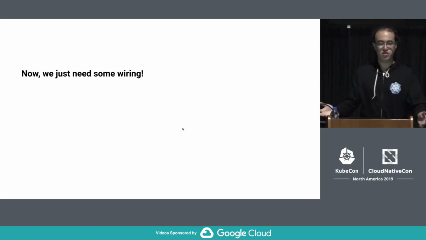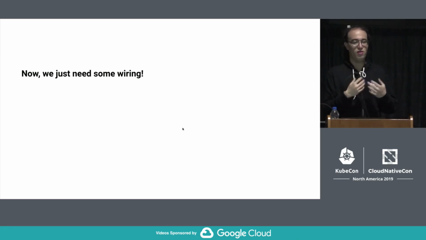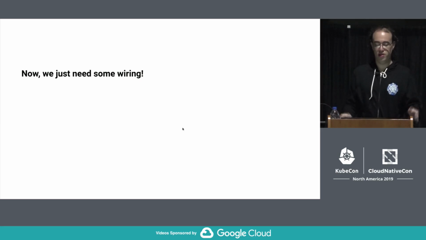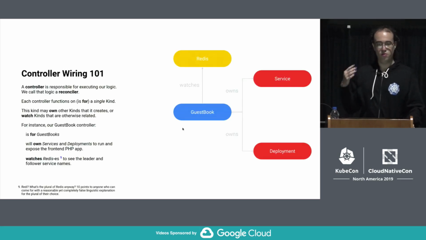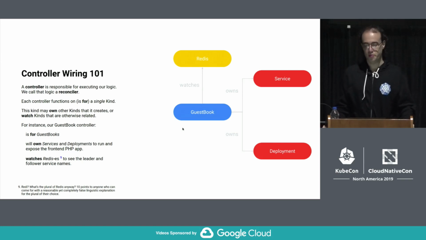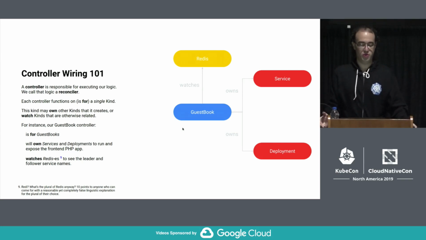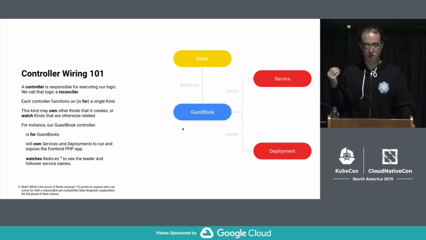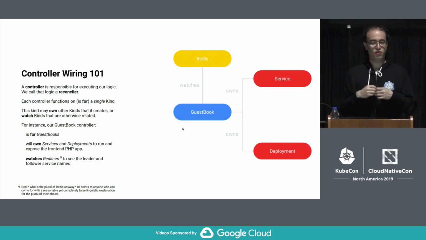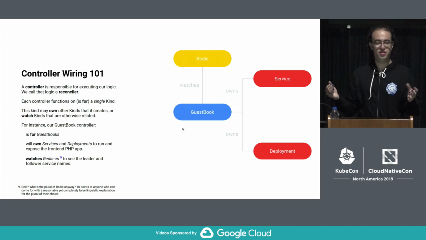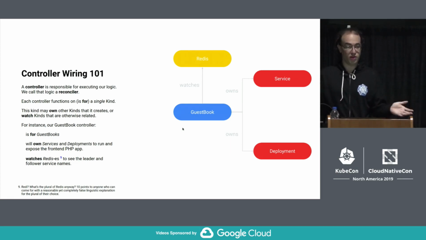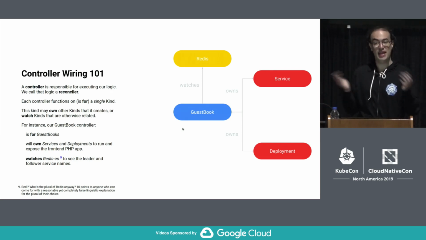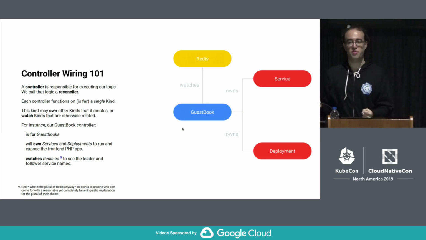All right. So now we just need some wiring. We need to tell it when to run. We have our logic in place, but it's not going to do anything. So when we talk about wiring Kubernetes controllers, we talk about relationships between objects. Each controller is for a single kind. It can have other kinds that it cares about, but there's a root kind that the reconciler functions in terms of. In our case, for a guestbook controller, the root kind, as you may have guessed from the name, is guestbook.